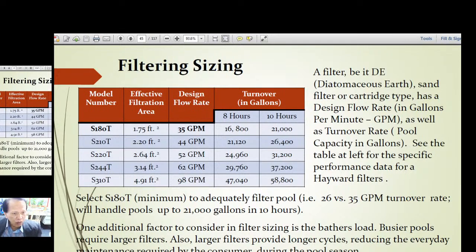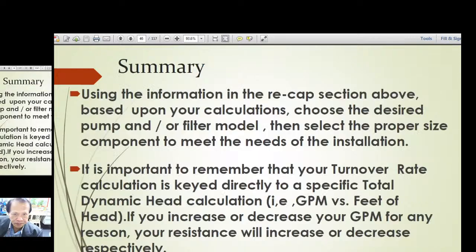One additional factor to consider in filter sizing is the bather load. Heavy bather load pools require larger filters. Also, larger filters require longer cycles, reducing the everyday maintenance required by the consumer during the fall season. Okay, so I think there is already an allowance from 15,000 something to 21,000.